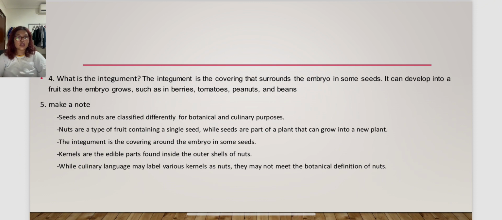Make a note. Seeds and nuts are classified differently for botanical and culinary purposes. Nuts are a type of fruit containing a single seed, while seeds are part of a plant that can grow into a new plant. The integument is the covering around the embryo in some seeds. Kernels are the edible part found inside the outer shells of nuts. While culinary language may label various kernels as nuts, they may not meet the botanical definition of nuts.